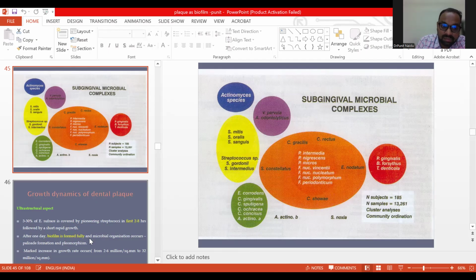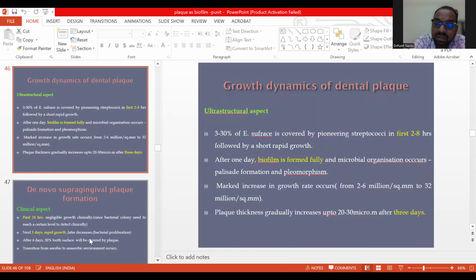The ultrastructural aspect of the dental plaque is that 3 to 30% of the surface is covered by streptococci in the first 2 to 8 hours, followed by a short rapid growth. And after 1 day, this biofilm is fully formed into a microbial organization, which occurs in palisade formation and pleomorphism. And there is a marked increase in growth rate, and the plaque thickness gradually increases from 20 to 30 micrometers.